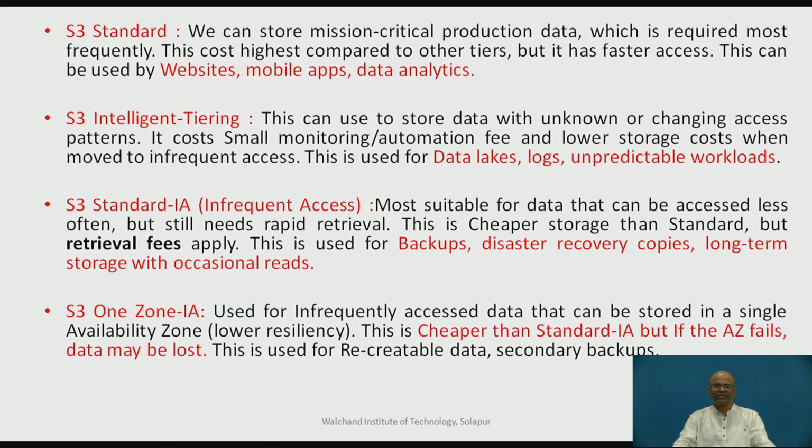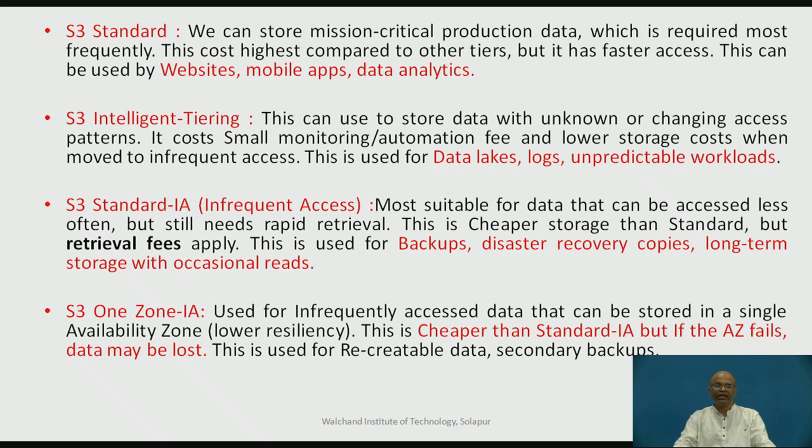So when to go for S3 Standard? We can store mission critical production data which is required most frequently. This costs the highest compared to other classes, but it has faster access. This can be used by multiple websites, mobile applications and data analytics. Second is S3 Intelligent-Tiering. This can be used to store data with unknown and changing access patterns. So if your requirement has unknown and changing access patterns, you can opt for this. This can be used for data lakes, logs and unpredictable workloads.